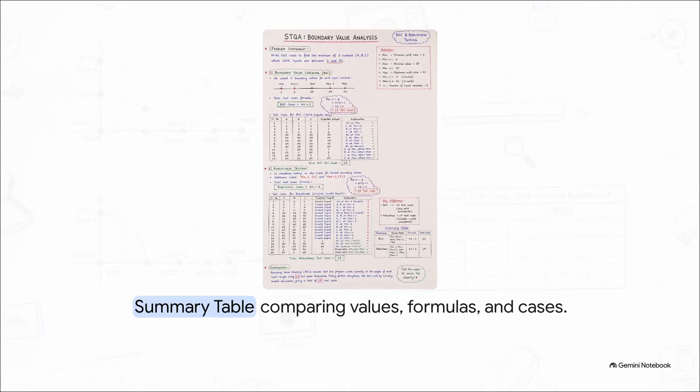This little summary table in the notes perfectly captures the difference. BVC uses only valid boundaries, min, min plus 1, nom, max minus 1, and max. Its formula is 4n plus 1, yielding 13 cases. Robustness uses all of those, plus the invalid boundaries, min minus 1 and max plus 1. Its formula is 6n plus 1, yielding 19 cases. Honestly, it's simple, clear, and really easy to remember.